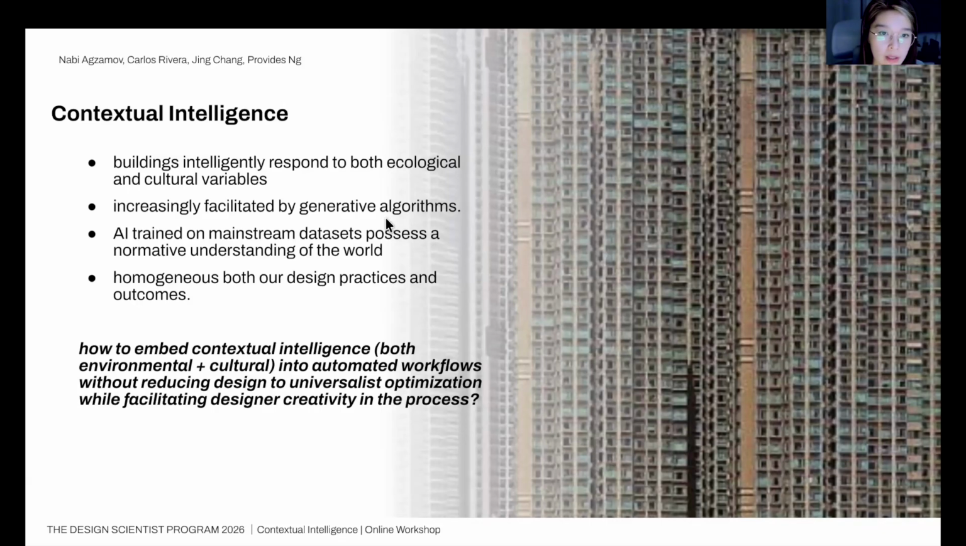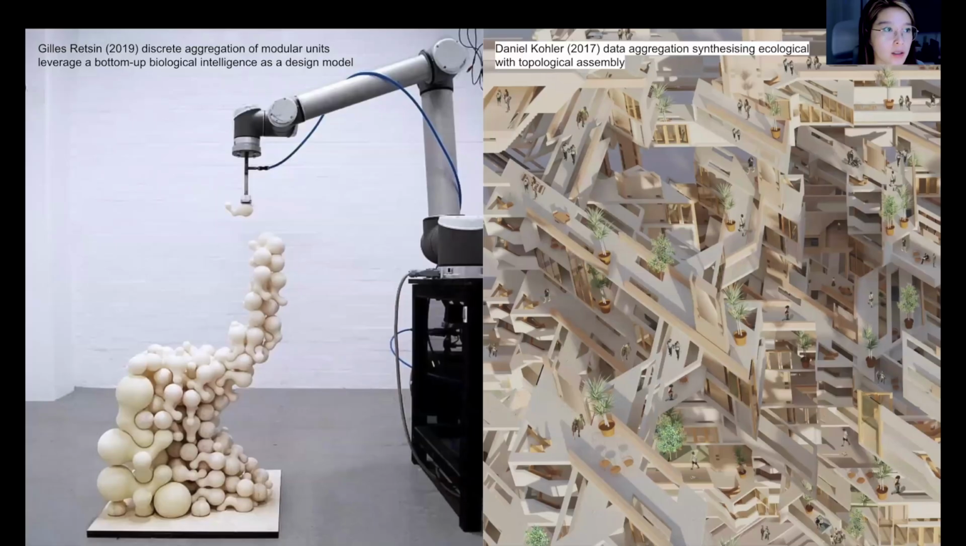So the whole thinking behind a workshop comes from this. These are some of the projects that the Bartlett investigates. For instance, Gilles Retsin thinks about how we can learn from nature as a form of collective intelligence. You discretize data, but you also discretize architectural components, so it benefits automation.